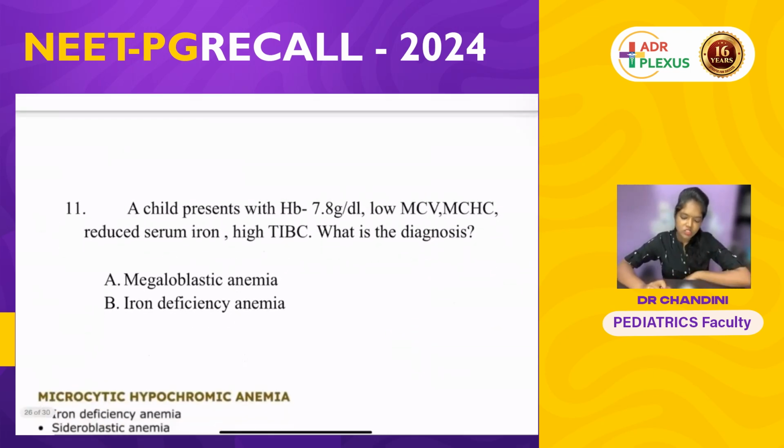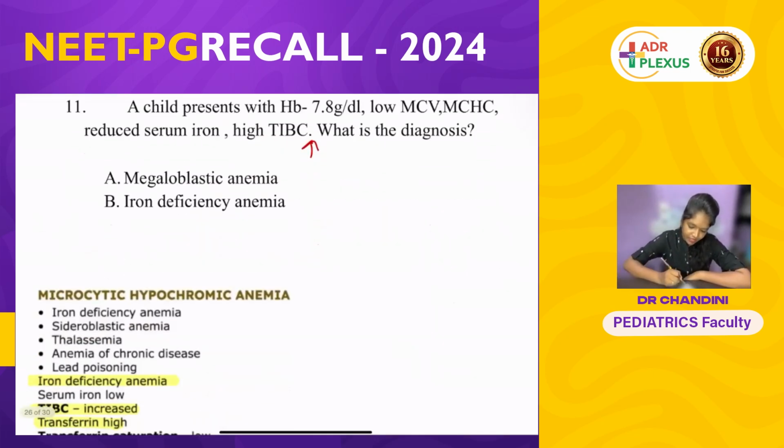Here is another question which is also a repeat. A child presents with hemoglobin 7.8, so there is going to be anemia. MCV and MCHC are low. Serum iron is reduced. TIBC, total iron binding capacity, is increased. So what is the diagnosis?